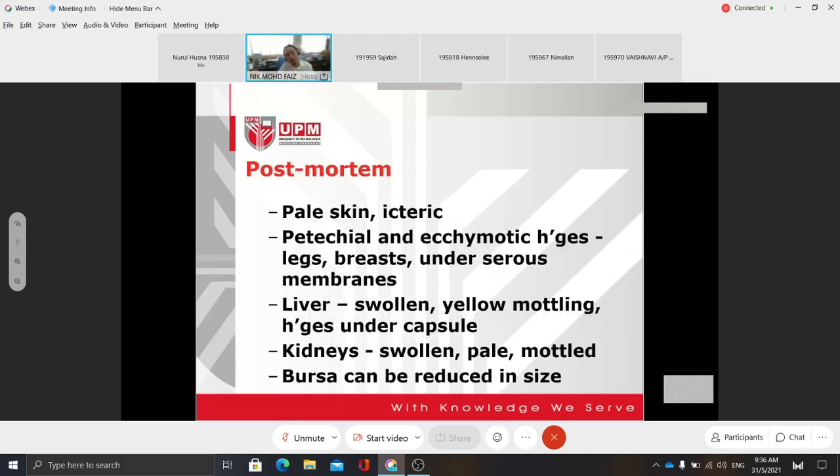What happens in postmortem? When you do a postmortem, you look at the skin: the chicken appears pale and icteric. There are petechial and ecchymotic hemorrhages on the leg, breast, and under serous membranes. The liver appears swollen with yellow mottling and hemorrhages under the capsule. The kidneys usually appear swollen, pale, and mottled. Sometimes you see the bursa atrophied, which, like I said, is usually associated with infectious bursal disease.